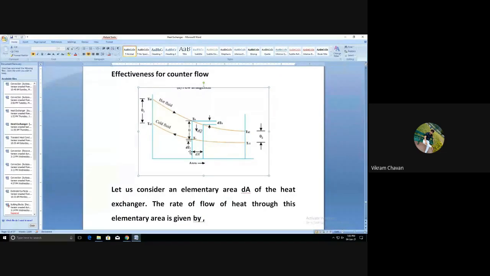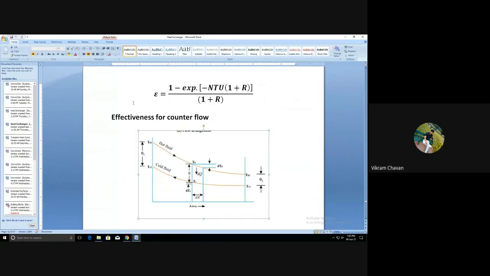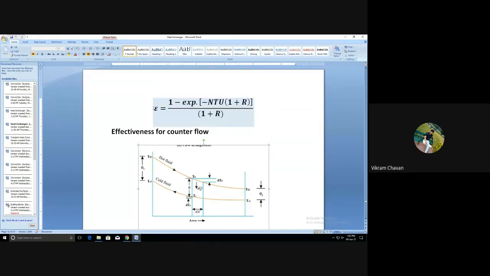So, in the last lecture, we have discussed the effectiveness for the parallel flow. And at the last, we got this particular equation for the effectiveness of a parallel flow, that is nothing but effectiveness is equal to 1 minus exponential of [minus NTU (1 plus r)], whole divided by 1 plus r.